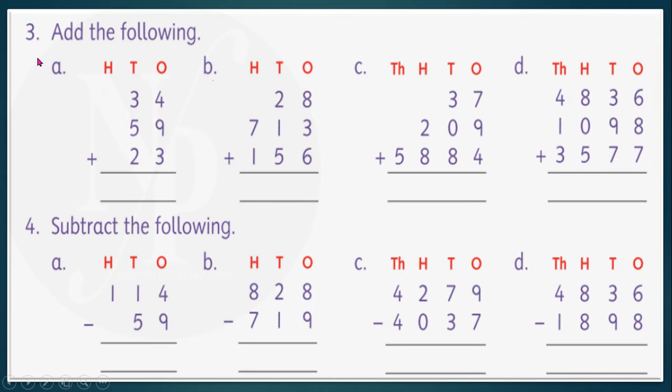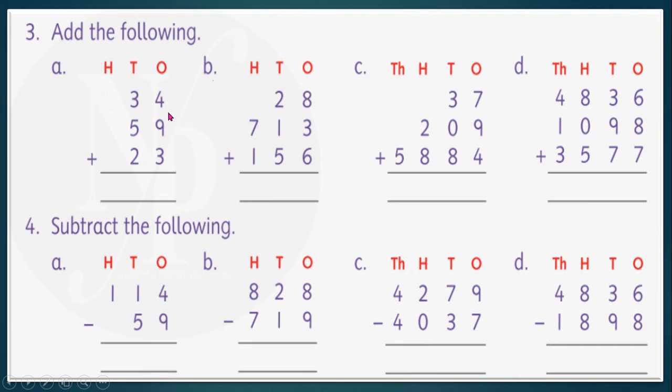So in question number 3, we need to add the given numbers, and in 4, subtract the following numbers. Let us add these numbers first. We have 4 questions. Let us solve these one by one. Here we need to add the digits in ones place first.